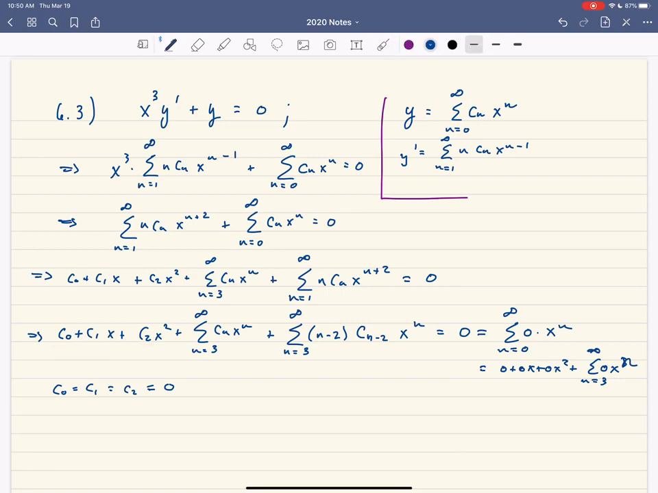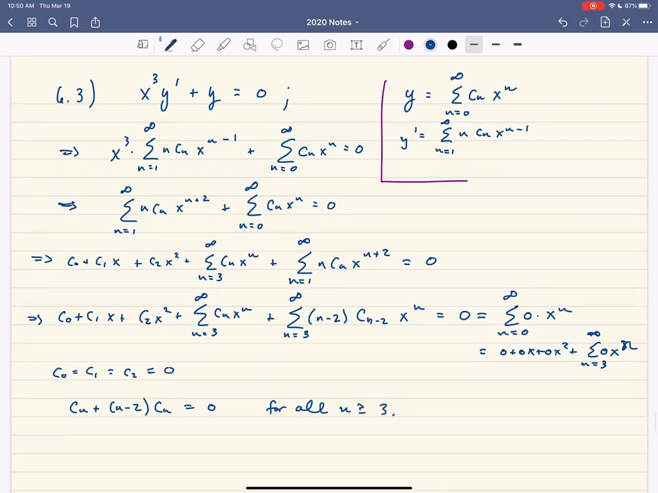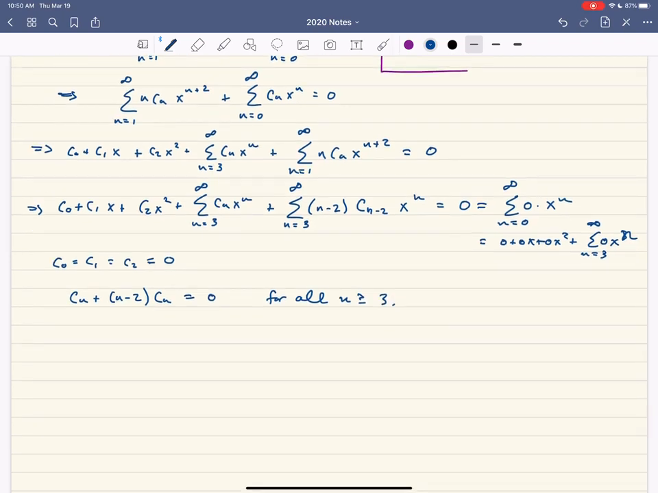And then we're going to combine the other two sums on the right to see that c sub n plus n minus 2 c sub n is going to be equal to 0. And that's going to be true for all n. So it's going to hold for all n greater than or equal to 3. And so what does that mean?